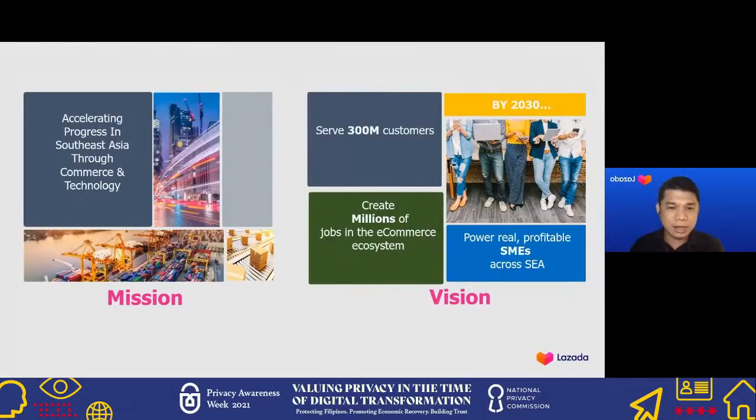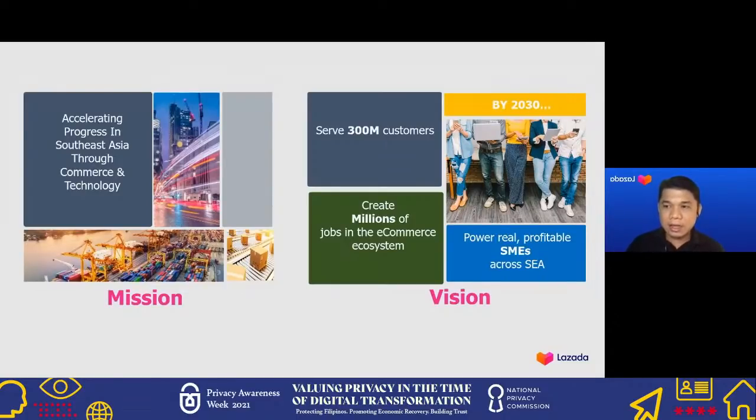So for those that are not familiar, Lazada belongs to the overall Lazada group. So we are present in most Southeast Asian countries, and our mission is to accelerate progress in Southeast Asia through commerce and technology. Given that, we plan to serve 300 million customers. We plan to create millions of jobs in the e-commerce ecosystem and be able to do that by 2030. And in that sense, also power real, profitable SMEs across Southeast Asia. And in this sense, we have already extended it to micro sellers as well.